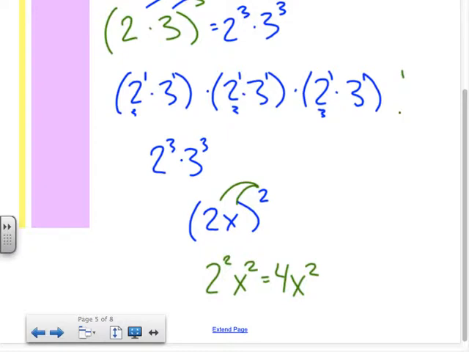Because what you guys are going to see in class is anytime we have something like this, 2 to the third, 3 to the third, we're going to actually plug that in our calculator and figure out what that actual number is, if we can figure out what the number answer is actually going to be. In an example like this, 4x squared is the farthest we can go.